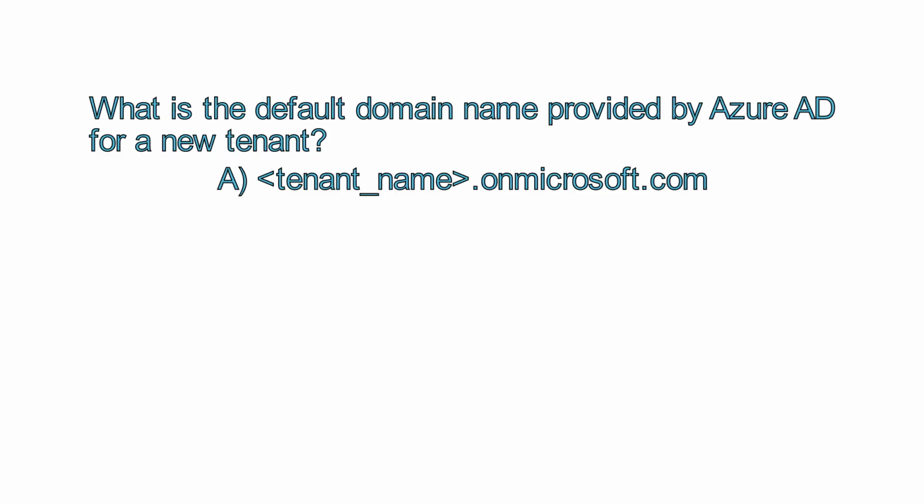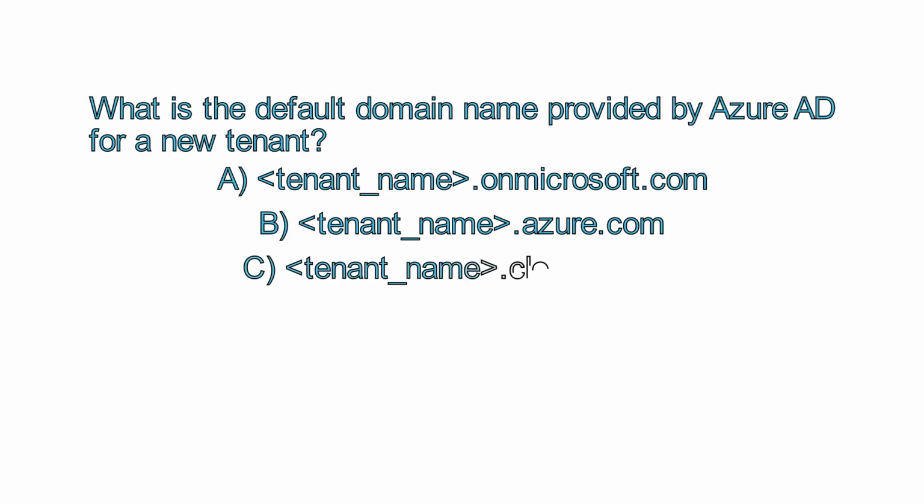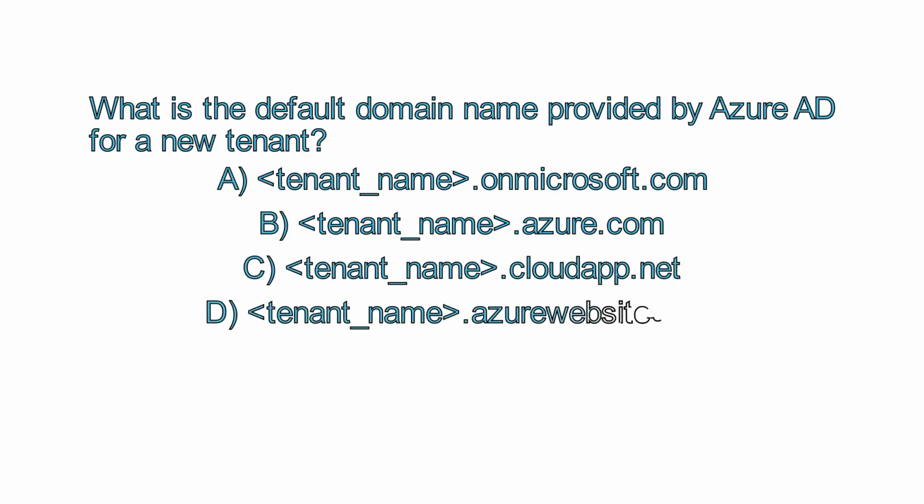A. TenantMicrosoft.com. B. Azure.com. C. TenantCloudApp.net. D. AzureWebsites.net.